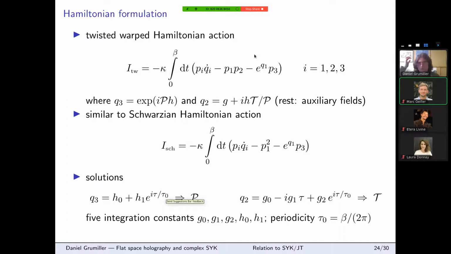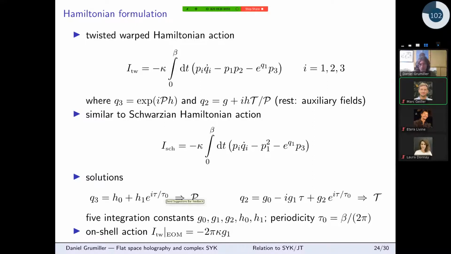And well, you can treat this as a simple mechanics problem. You can find the Hamiltonian equations of motion, you can solve them, you find 5 integration constants, and 2 of them appear in this quantity P, and the remaining 3 in this quantity T. So in particular, P is independent of all the quantities that are denoted by G. This will be important on the next slide.